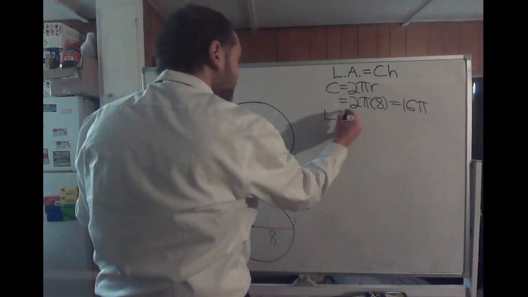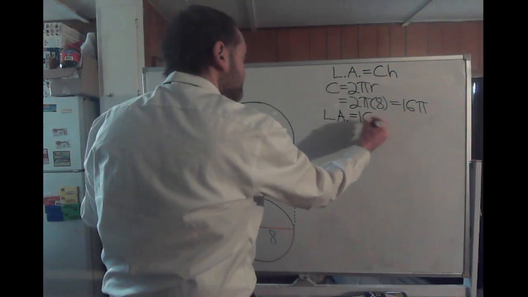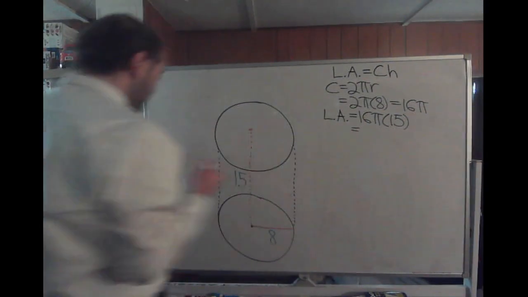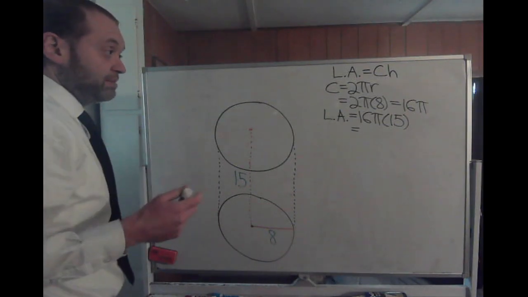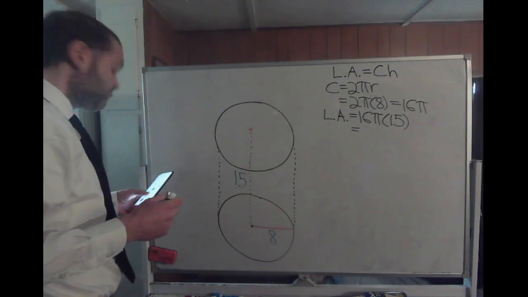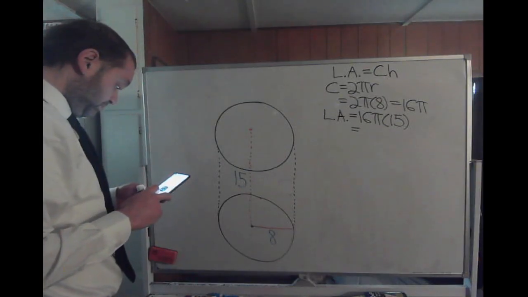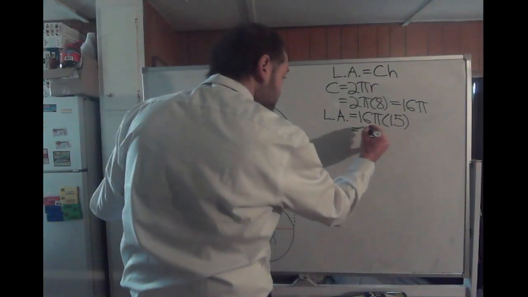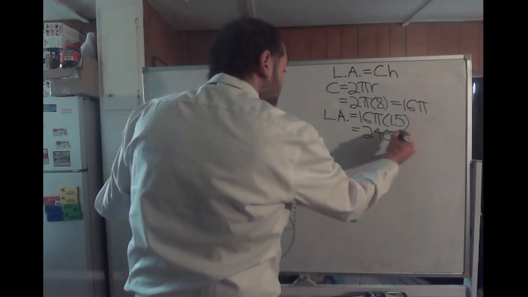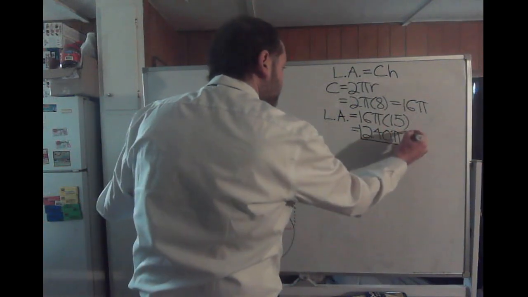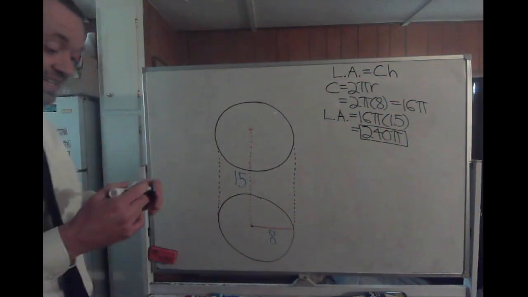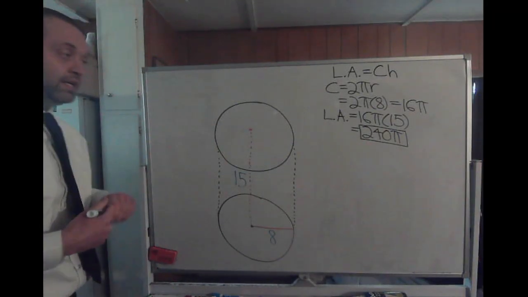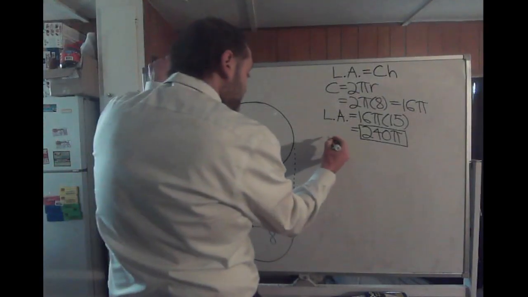Let's find the lateral area. That's going to equal that circumference of 16 pi times the height of the cylinder, 15 units. So now we need to find 16 pi times 15. Yep, it would give you 240 pi square units. So the lateral area of this prism, I keep saying it, the lateral area of the cylinder would be 240 pi square units.